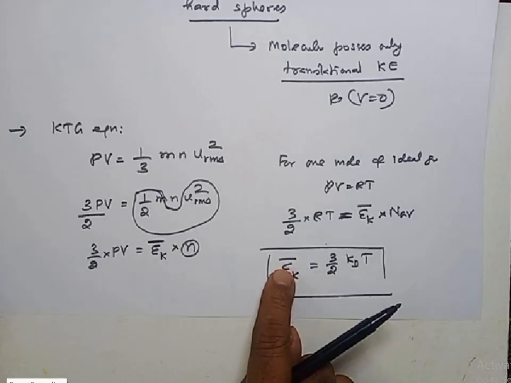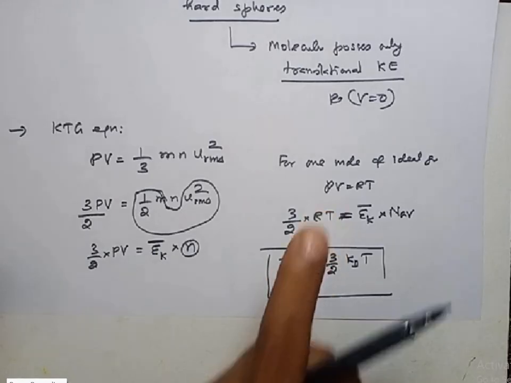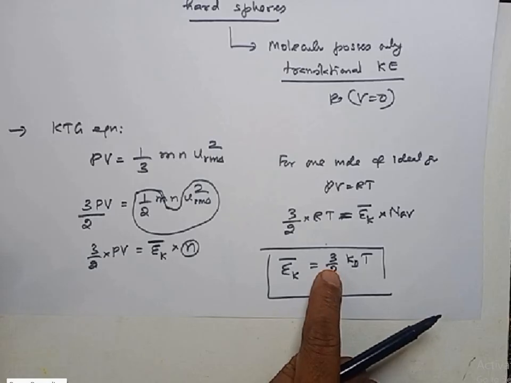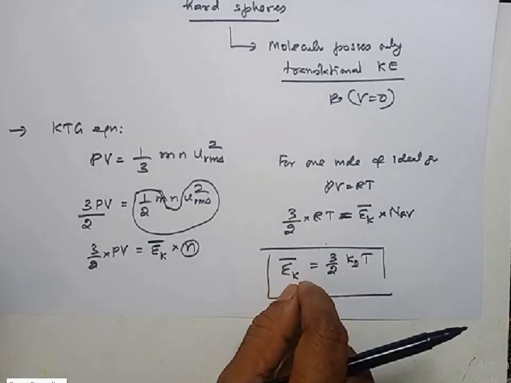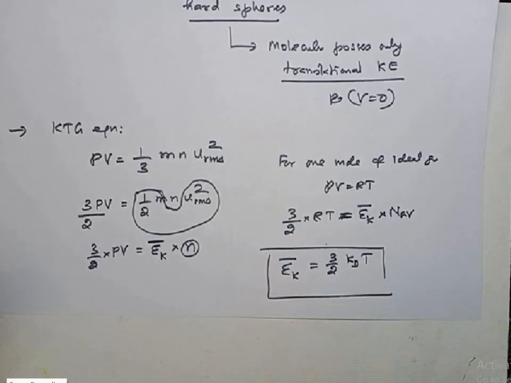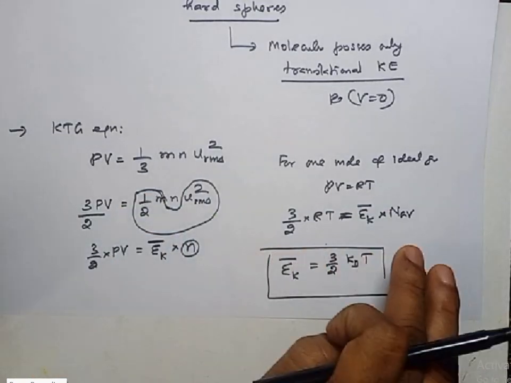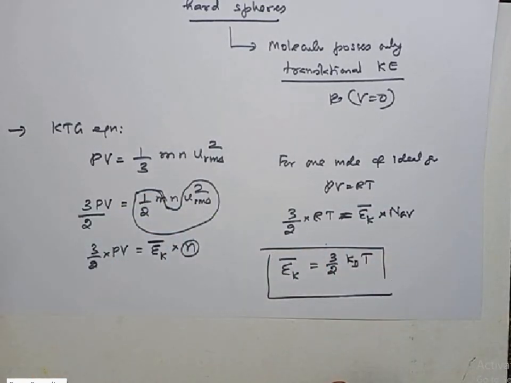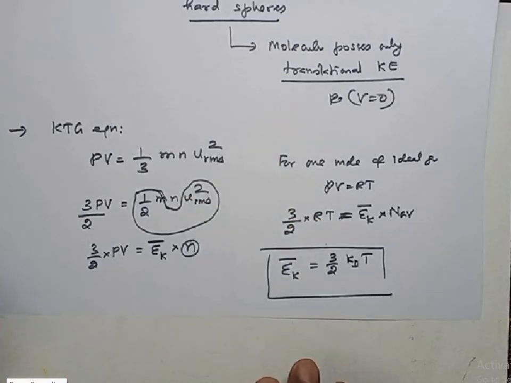This is the average translational kinetic energy per molecule. Listen, 3 by 2 is a constant, kB is a constant. So average kinetic energy depends only on temperature. It does not depend on any other quantities. This is the average kinetic energy for one molecule.